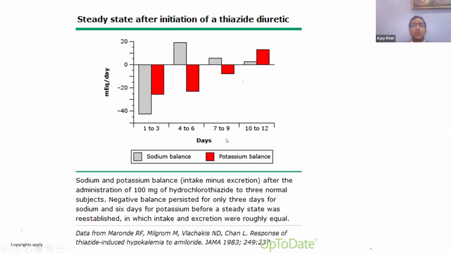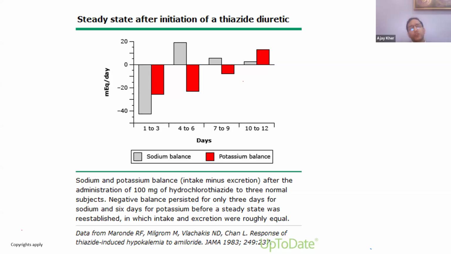The same is true with thiazide diuretics also. So if you look at this, in gray is sodium balance, this red is potassium balance, and after a few days, you are in sodium balance. So by day 4 or 5, you're in sodium balance. And for potassium, it takes about a week for you to be in potassium balance. So if you take a particular dose of thiazide, whether it's hydrochlorothiazide or chlorthalidone, after 7 to 9 days, your sodium and potassium are back in balance.